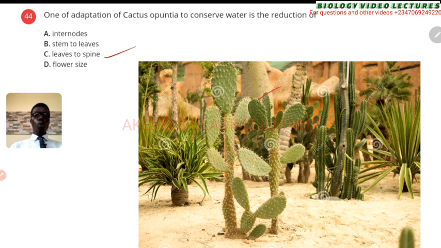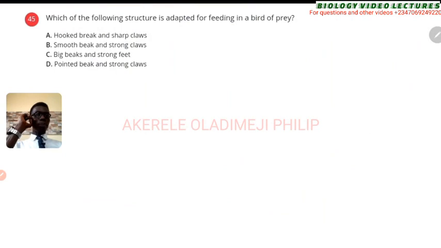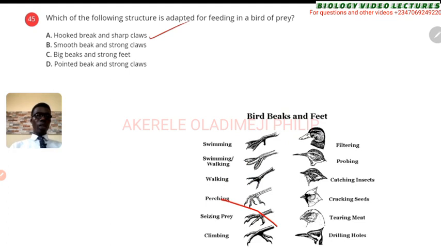Which of the following structures is adapted for feeding in a bird of prey? Which means it helps a bird to feed on prey. That would be hooked beak and sharp claws. Smooth beak is wrong. Strong, no. Big beak, no. Pointy beak, no. The answer is A. We had this not long ago. It's going to be a hooked beak, like an eagle's, and sharp claws to seize the prey. And the beak is to tear the meat of the prey.